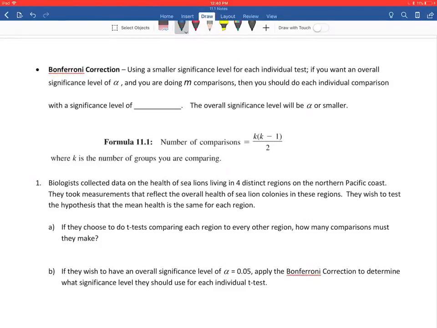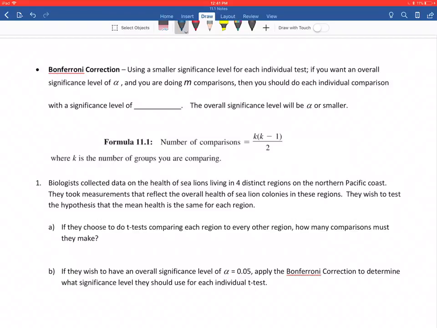Okay, since our overall significance level increases with each new comparison that we have to make, then we need some way to counteract that and keep our overall significance from getting out of control. So what we've got is the Bonferroni correction method. In that, we'll use a smaller significance level for each of the individual tests in order to keep that overall significance manageable.